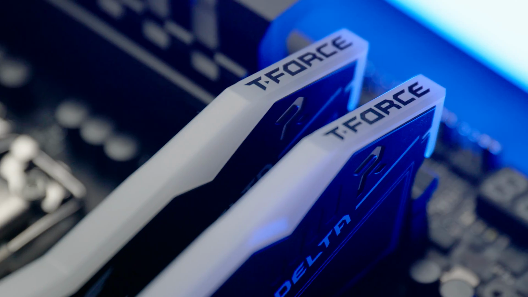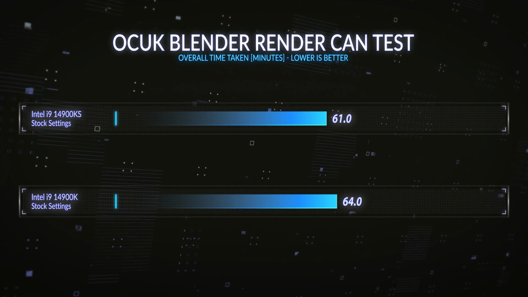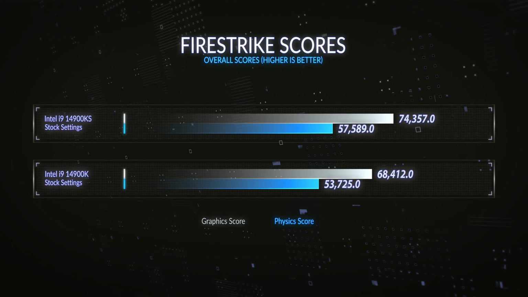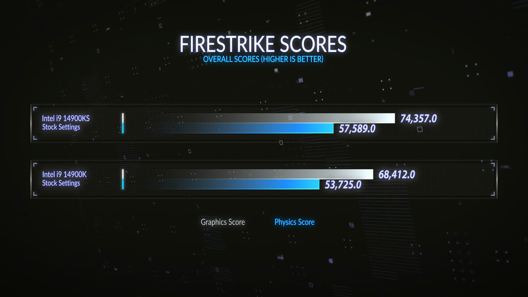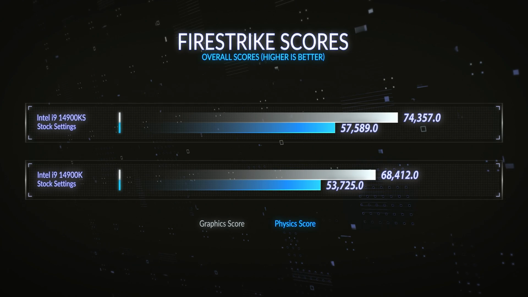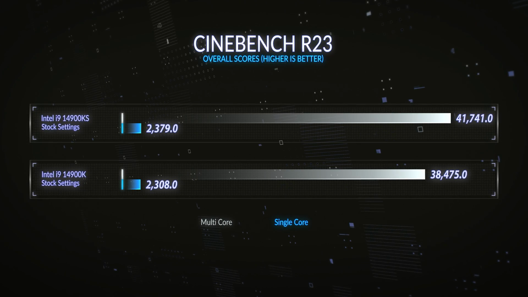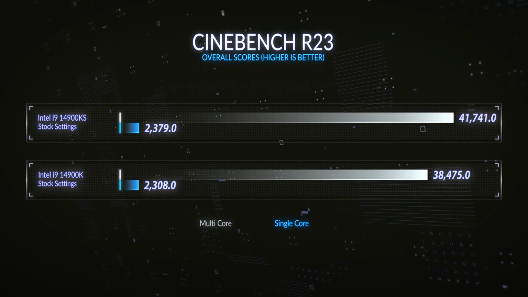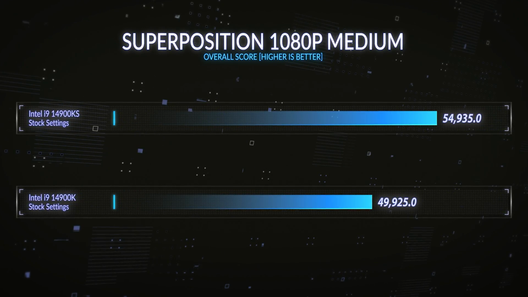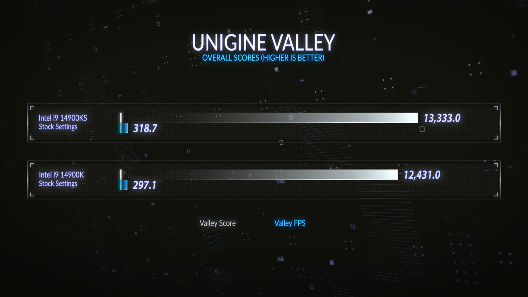So what were the stock results then? 14900K versus 14900KS. On our OCUK Blender test, this KS CPU took 1 hour, 1 minute, which was a 3% improvement over the K. Our 3DMark Fire Strike Physics test, and this was at 1080p, scored a 6.7% improvement over the K. The Fire Strike Graphics test, which is again at 1080p, scored an 8% improvement over the K. Cinebench R23 on multi-core was a 7.8% improvement over the K, with single core rocking about a 3% improvement again on Cinebench. Superposition at 1080p scored a 9% improvement over the stock K. Unigine Valley again at 1080p scored a 6.8% improvement over the K.